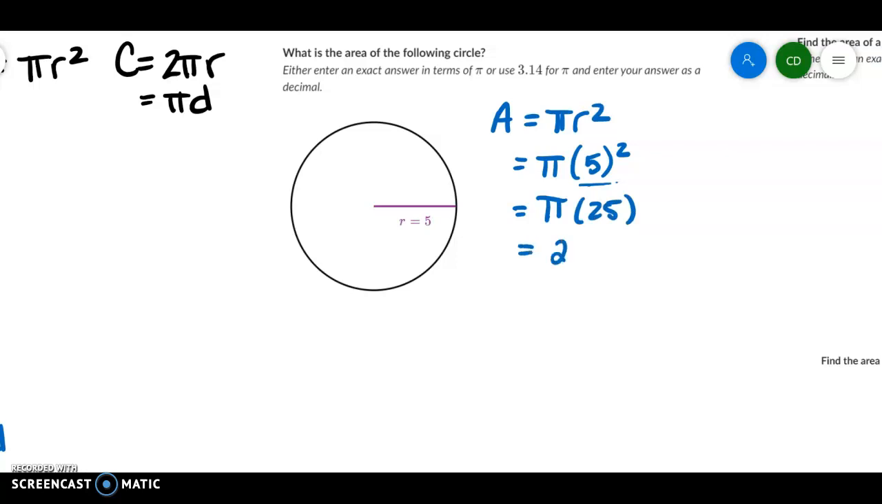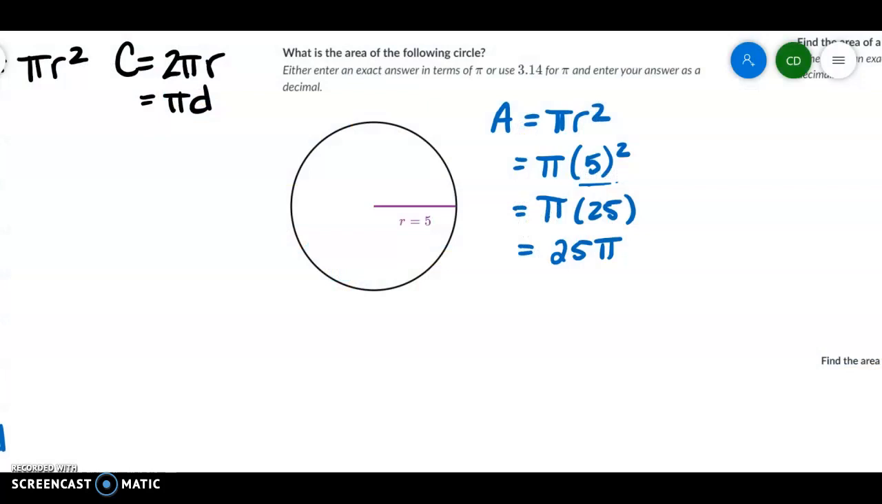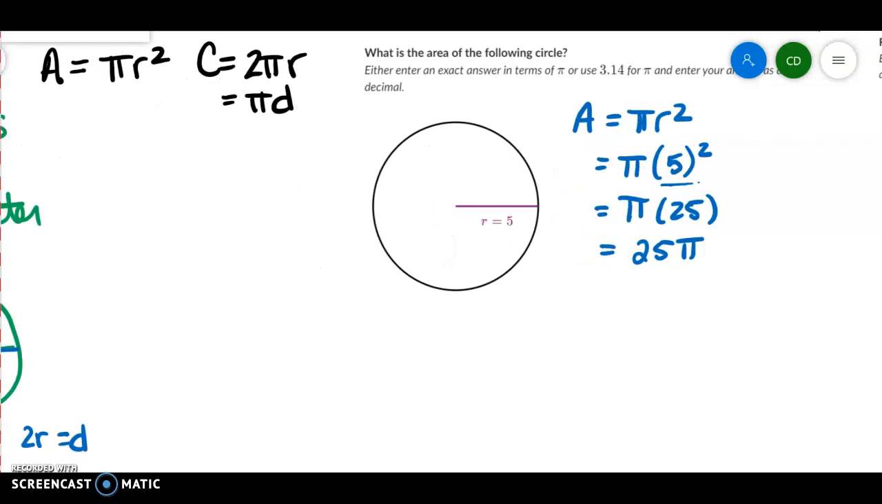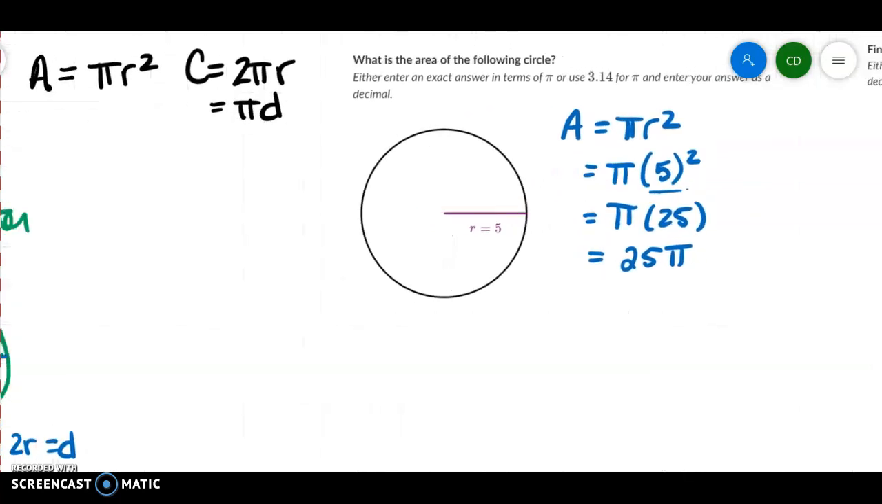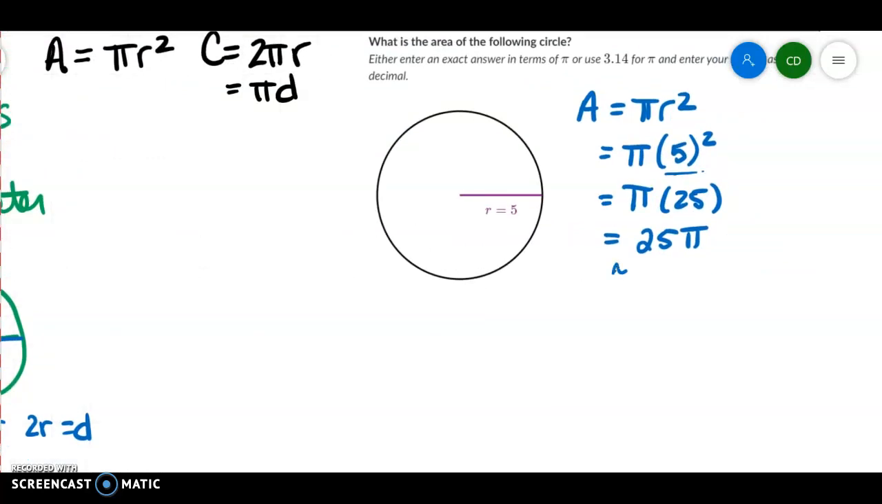And then you could write your answer as 25 pi. That's totally acceptable, a perfectly good answer. Or you can multiply 25 by 3.14, which I probably should have grabbed a calculator to do. Okay, so I grabbed my calculator. This is approximately 25 times 3.14, which if you do that out is 78.5.